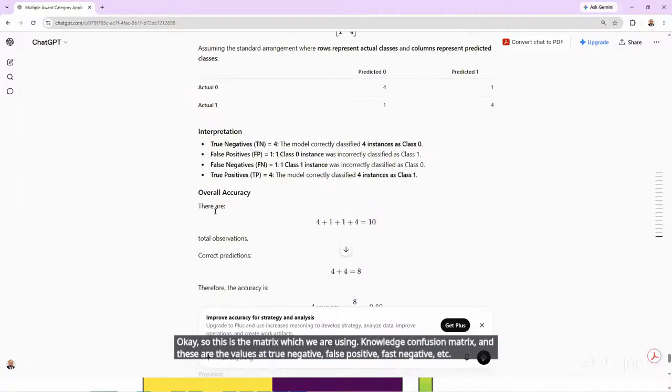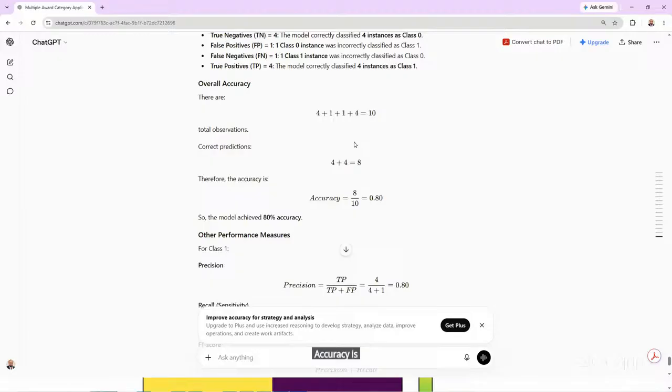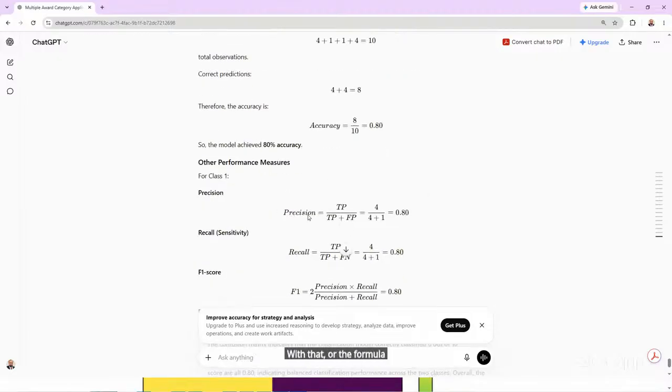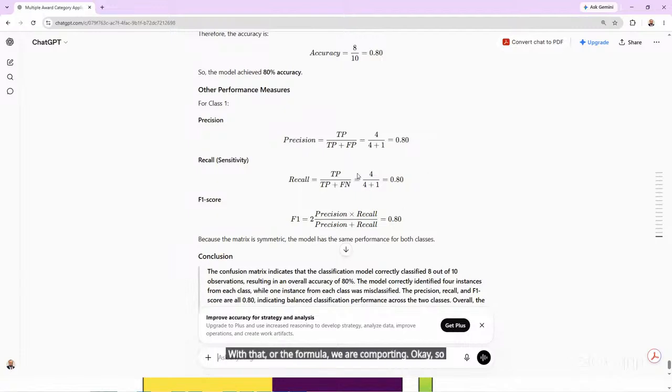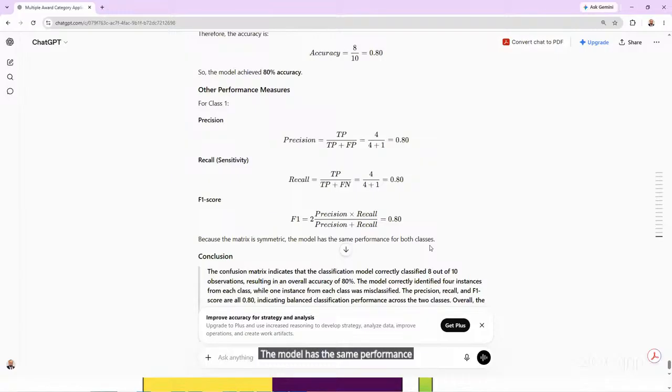The overall total is 10, and the correct predictions we have are 8. Accuracy is 0.8. By using all these values with the help of the formula, we are computing. All the values have been calculated here. Precision is 0.80, recall is 0.80, F1 is 0.80. What is the meaning of this? Because the matrix is symmetric, the model has the same performance for both cases.